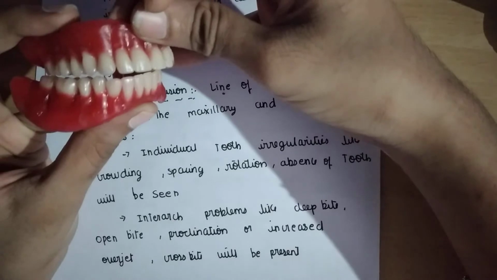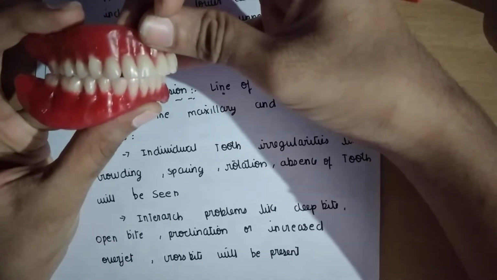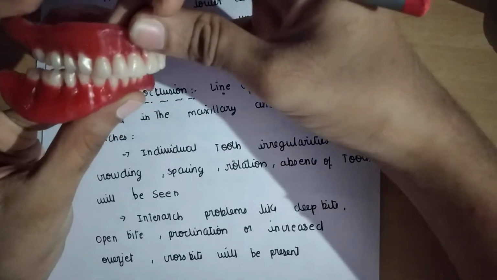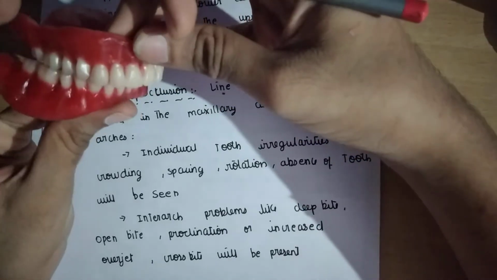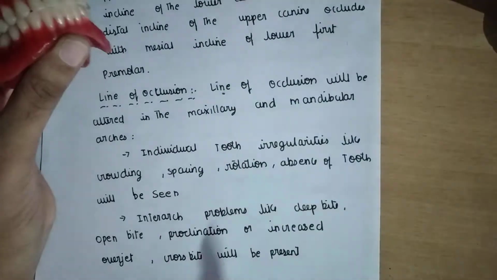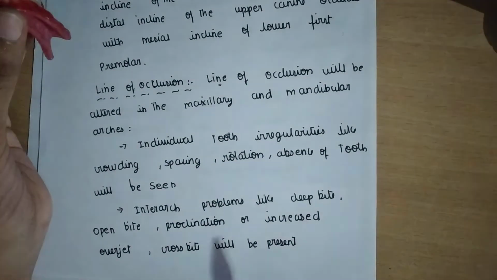This is overjet, and if I keep it like this, then the overbite will be deep. And also, crossbite will be present.